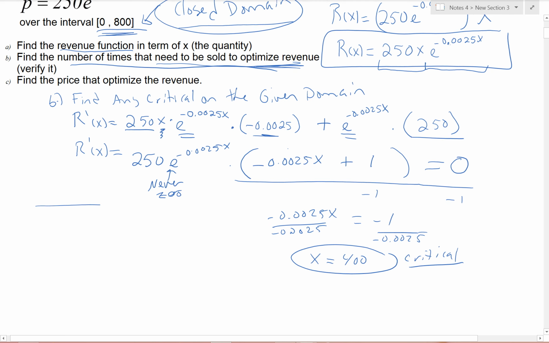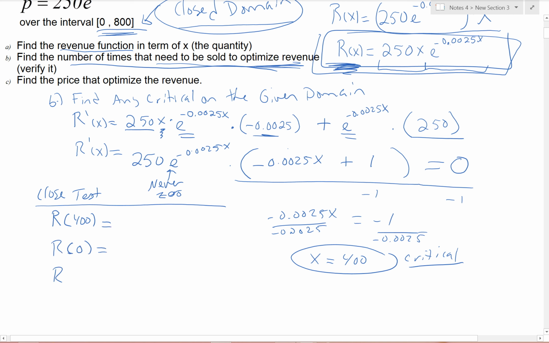All right, now since it's the closed case, I use the extreme value theorem, which guarantees I'm going to get both a max and a min on my domain, since it's a closed domain. We do that by taking our critical value and our inputs and plugging them back into the original. Remember, we go back to the original revenue function, so the one that's up here. So I'm going to plug 400 in, my critical value. I'm going to plug 0 in, my endpoint. And I'm going to plug 800 in, my other endpoint. The extreme value theorem states one of those will give me my best revenue, my maximum revenue. One of those will give me my smallest revenue on my domain.